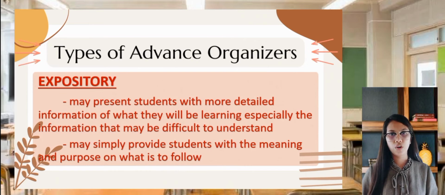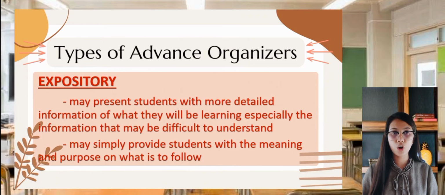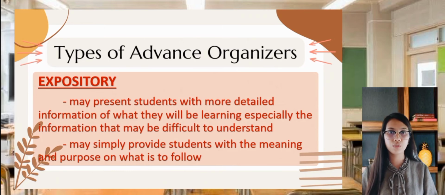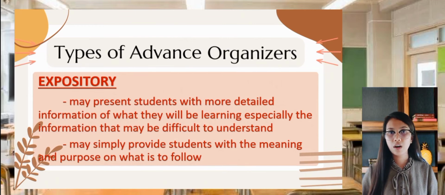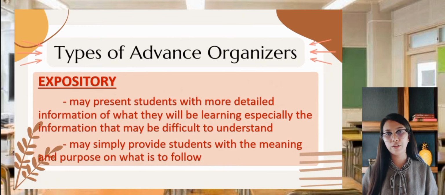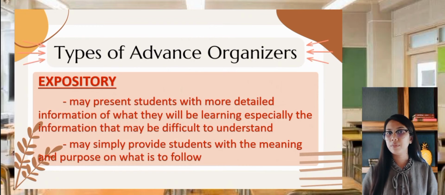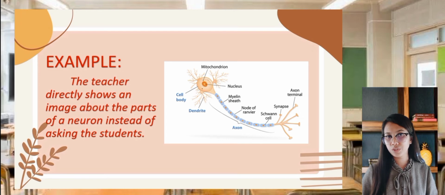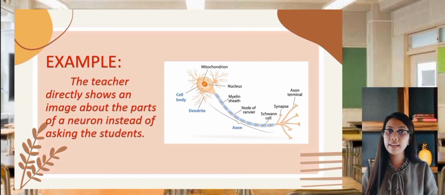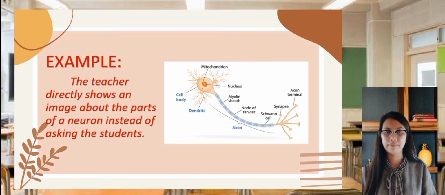Expository advanced organizers are useful when audiences have little or no knowledge similar to the information to be taught. It describes a new content being introduced to the learners. For example, the teacher directly shows an image about the parts of a neuron instead of asking the students. You, as the teacher, already expose your students right away to this topic, which is very new to them.